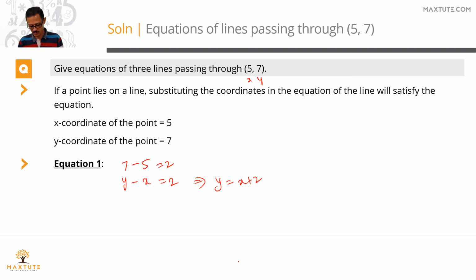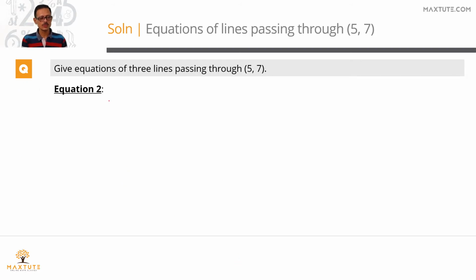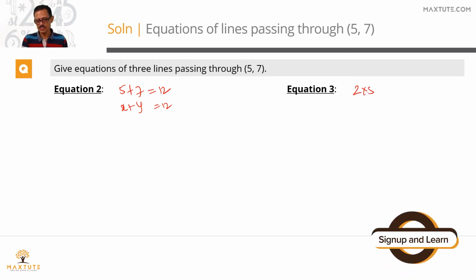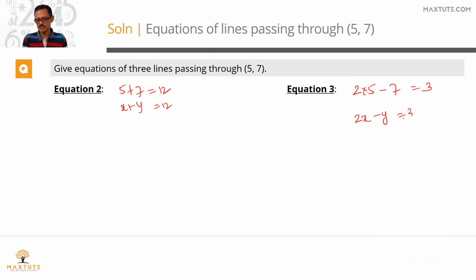Now let's add these two numbers. That's another way of framing an equation. So 7 plus 5 or 5 plus 7 is equal to 12. Replace 5 with an x, replace 7 with a y, x plus y equals 12 is another line which passes through the point 5, 7. Do any other operation. We have done one subtraction, one addition. Let's just look at something else. I'm going to pick 2 times 5, which is a 10, minus a 7. So that is equal to 3. Replace all 5 with x, replace all 7 with y. So 2x minus y equals 3 is another line which passes through the point 5, 7.